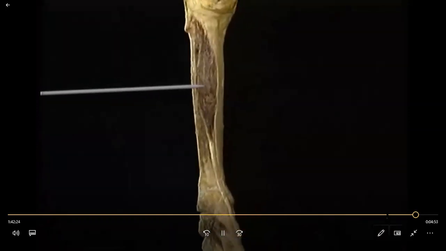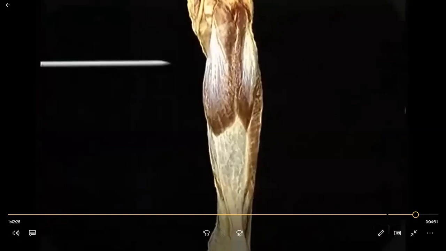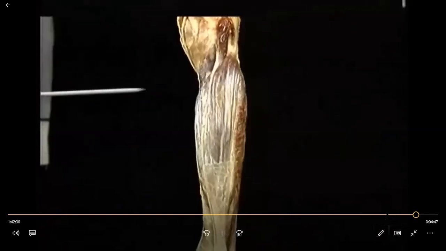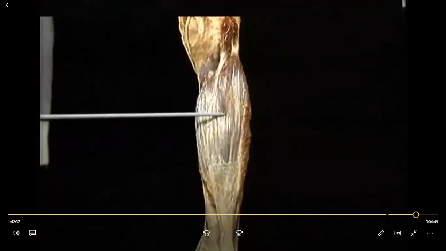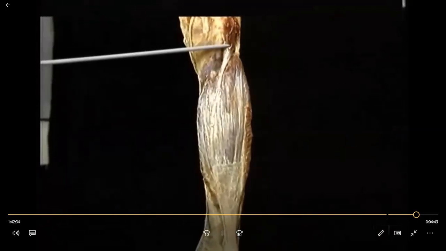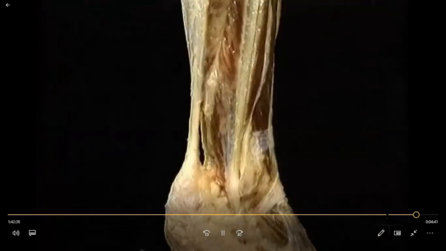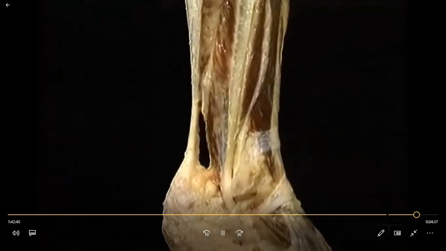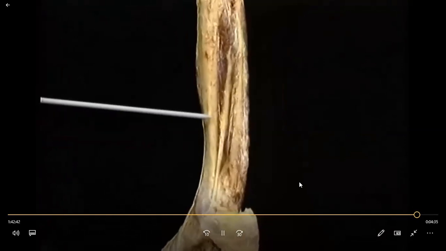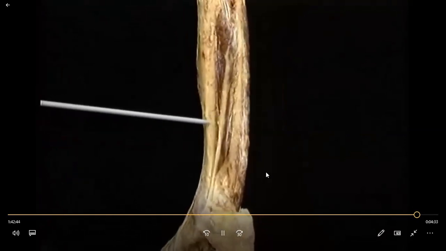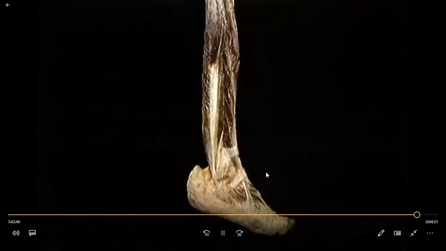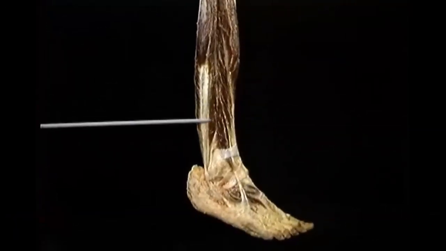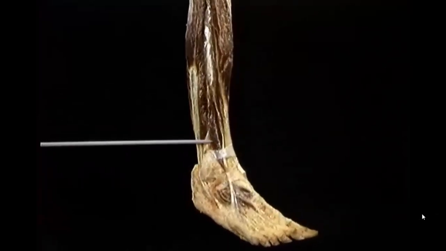Here's tibialis anterior, gastrocnemius, soleus, and plantaris, and the calcaneal tendon. Here's tibialis posterior, peroneus longus, peroneus brevis, and peroneus tertius.